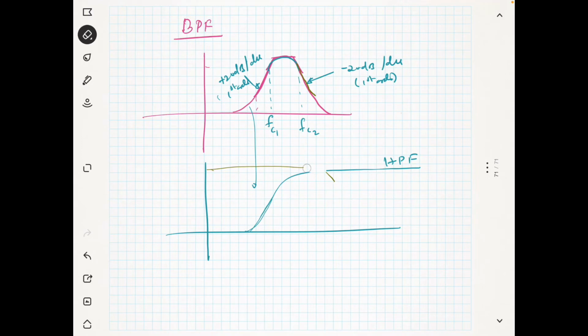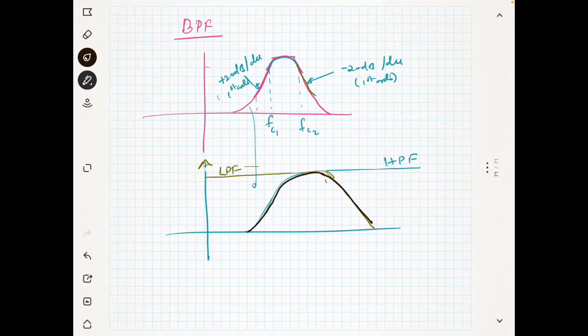My drawing is not good, that's why. See, this is a low pass filter. So what you are getting is a response of both low pass and high pass. If you know how to design a low pass filter with a critical frequency FC2, and a high pass filter with a critical frequency FC1, then you can get the band pass filter.